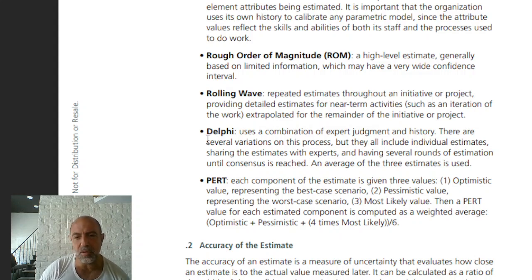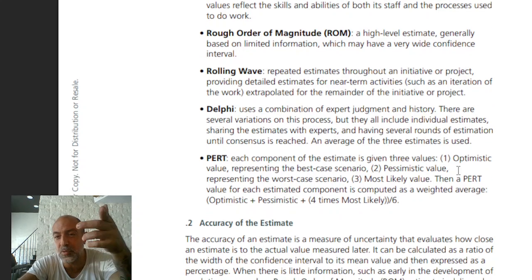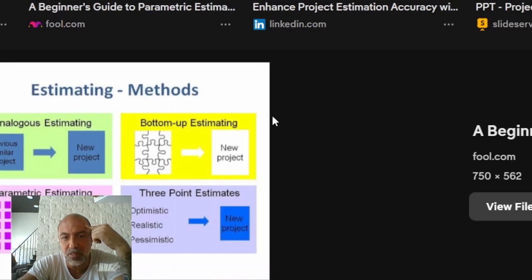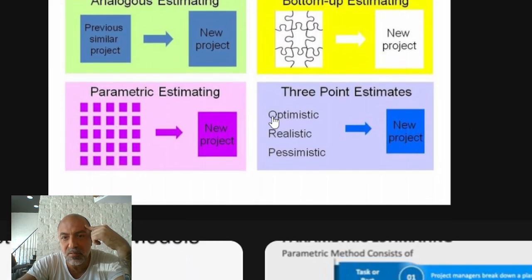Delphi uses a combination of expert judgment and history. There are several variations on this process, but they all include individual estimates, sharing the estimates with experts, and having several rounds of estimation until consensus is reached. An average of 3 estimates is used. Yeah, see? The Delphi seems to be the one that we were looking at here, which is basically like 3-point estimates. Right? These are 3-point estimates that we were looking at.